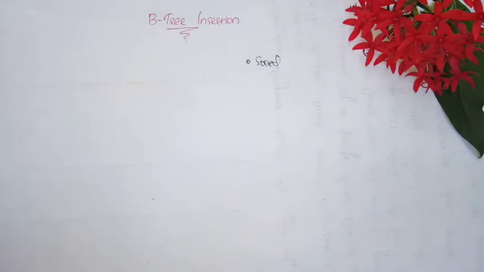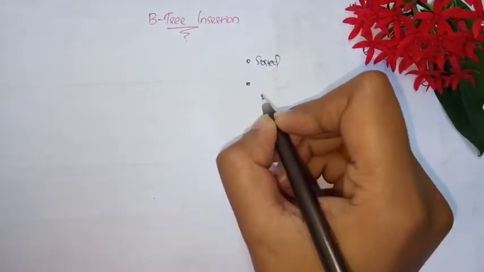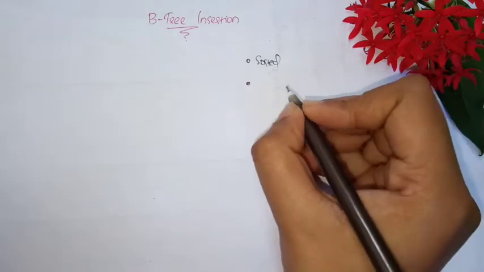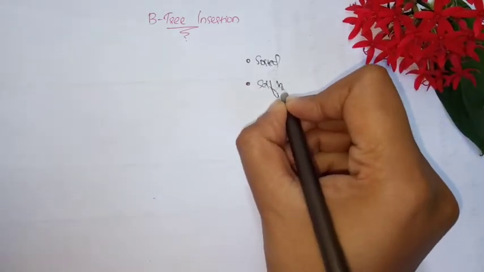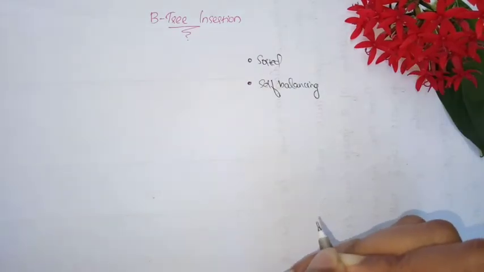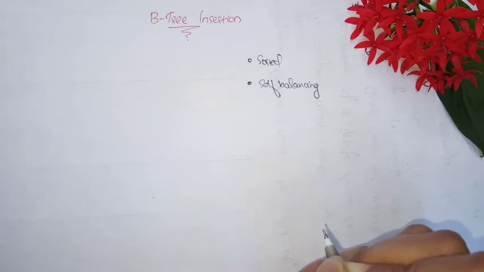Also, it's a self-balancing tree. That is, the leaf nodes of this tree will be on the same level. Another thing that we need to keep in mind is that it always tries to keep its height very low.